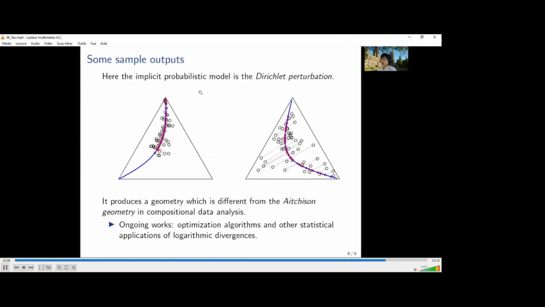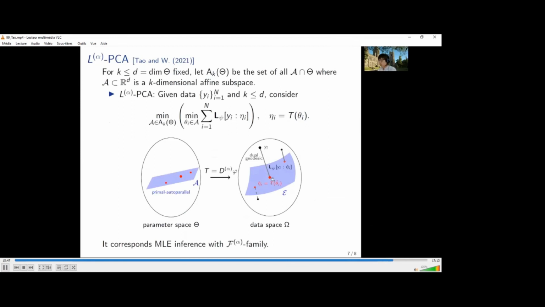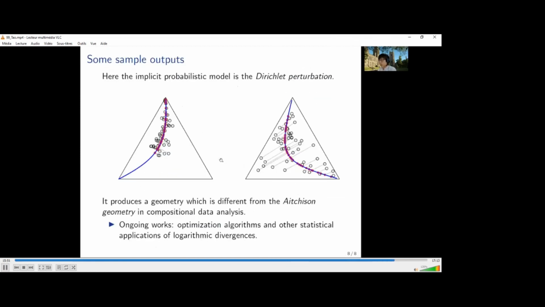So here's an example where the underlying probabilistic model is the so-called Dirichlet perturbation model. So here the state space is the unit simplex, and I have two outputs here. The black points are the data points, and here the blue curve shows the optimal primal autoparallel submanifold, and the red points are the projection points. On the left-hand side, we have a case where the points are already fairly close to the submanifold, and on the right-hand side, we have a more noisy data set, but still we can perform the PCA and get the projections. And you see here, the gray straight lines, these are the dual geodesics, and they are all orthogonal to the blue curve here, and they form part of the dual foliation.